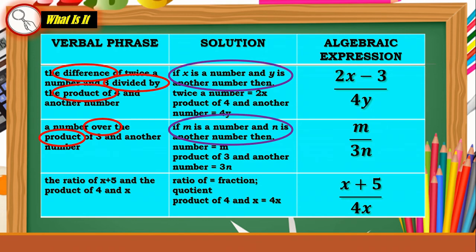Now, for the last example, the quantities are given. We have x plus 5 and 4 and x. All we need to do is look for the operations, which are quotient or division and product or multiplication. Now I think you are ready for what's more.